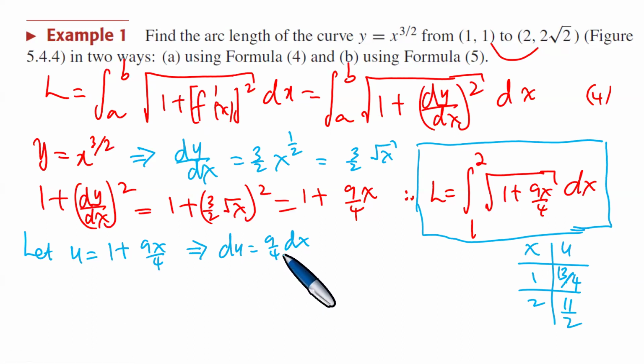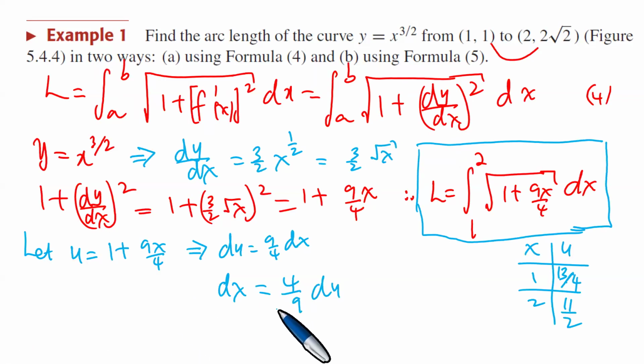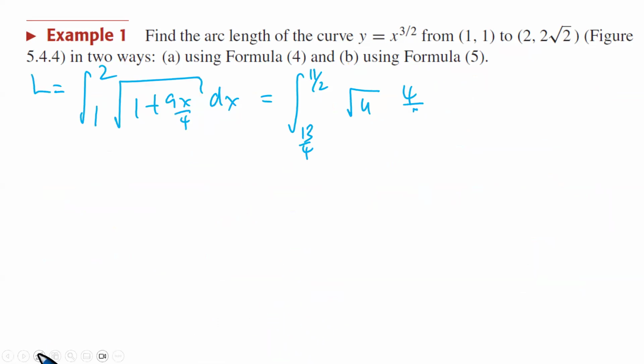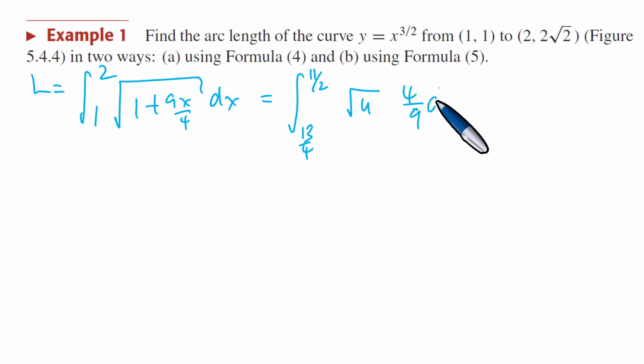Okay, right. So dx, what is dx out of this? Dx is actually the same as 4 out of 9 du. So you flip it around, and in the place of dx, you get 4 out of 9 du.